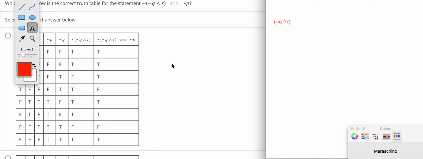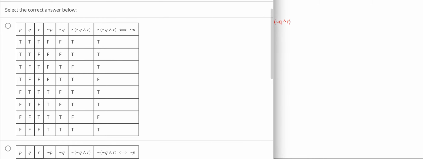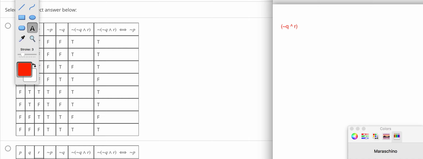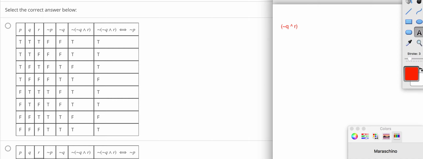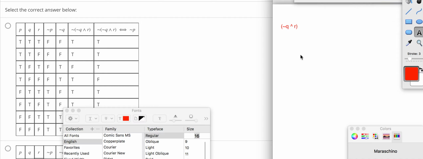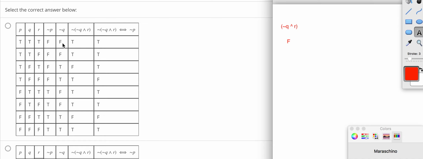Okay, so if you look at your options for all the different combinations of Q and R. So here's the negation of Q is false. R is true. So the negation of Q and R is false because the negation of Q was false. Okay? They both have to be true for this and operator to work. So for this first row, we got false. Let's go to the next one.